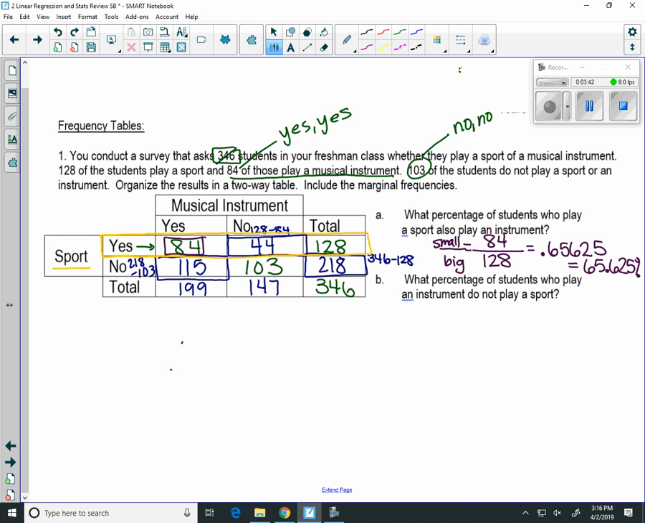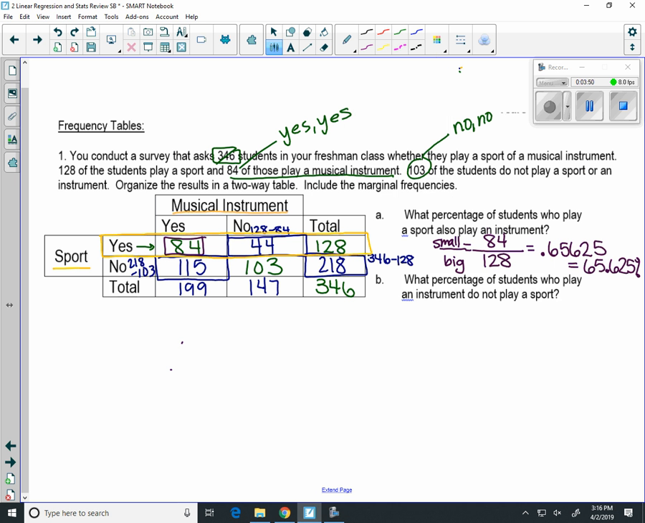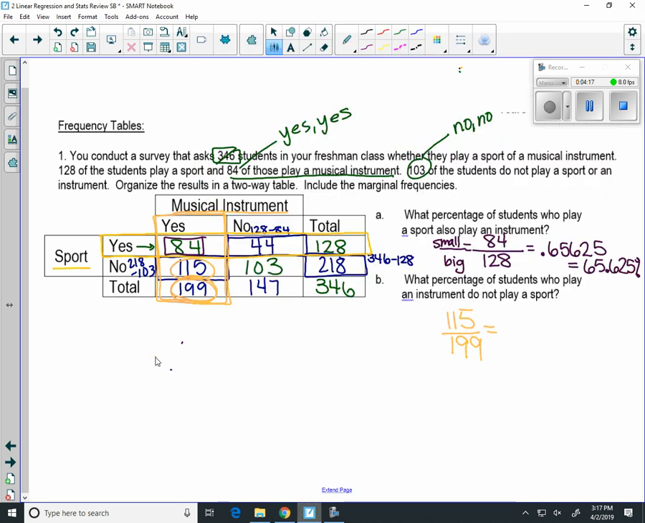What percentage who play an instrument do not play a sport? So now we're going to look vertically here. Here's my musical instrument yeses. So my total, my big number that goes on the bottom is 199. Do not play a sport is going to be 115. So 0.5779.